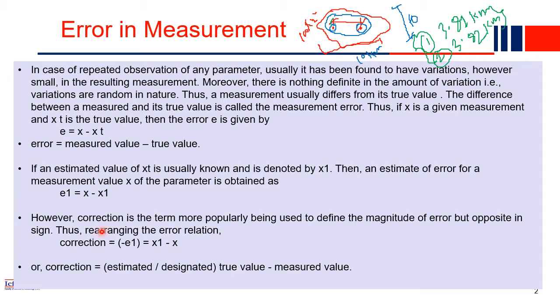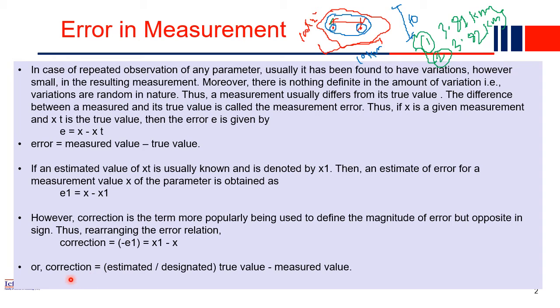There are two parameters we have to understand. One is error. Error means how much error has occurred, so error is measured value minus true value. And correction we always denote as minus of error, which means it is simply reversed. So you will get x1 minus x. So the correction equals true value minus measured value, whereas the error is measured value minus true value. Please remember, this is very important, what we are discussing now.